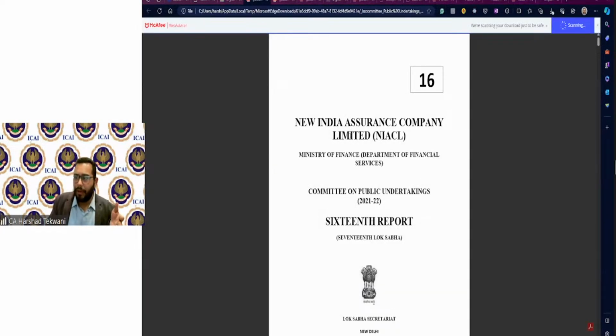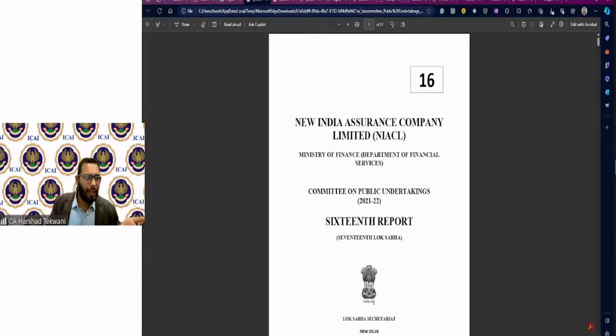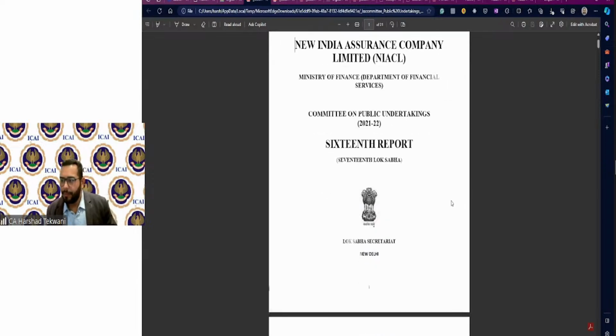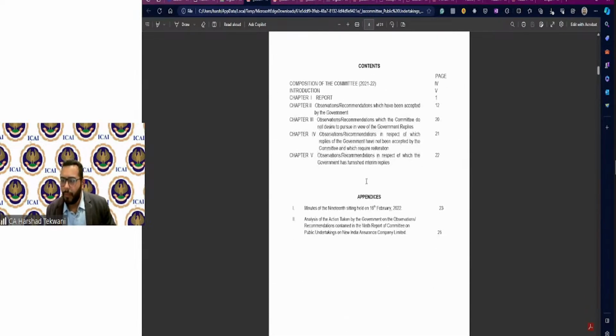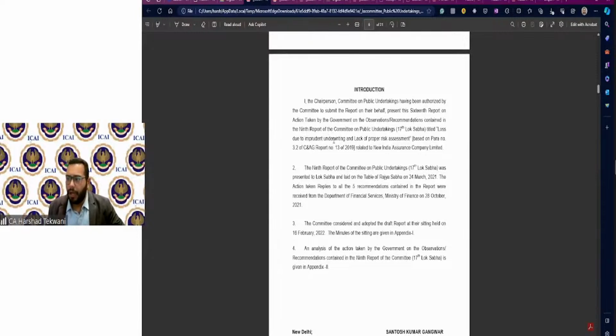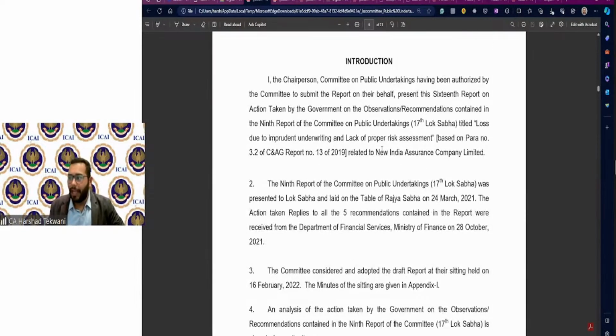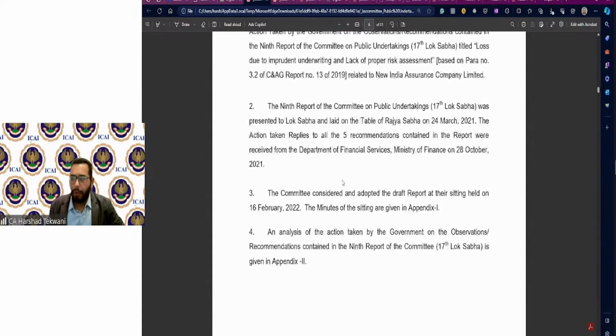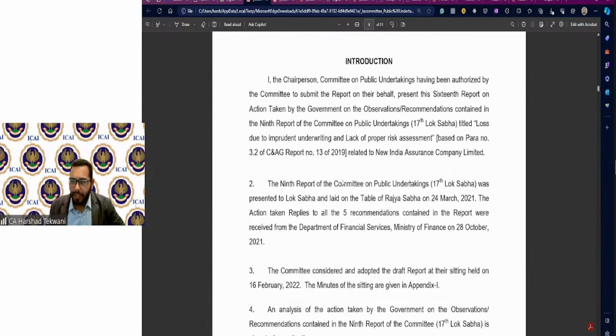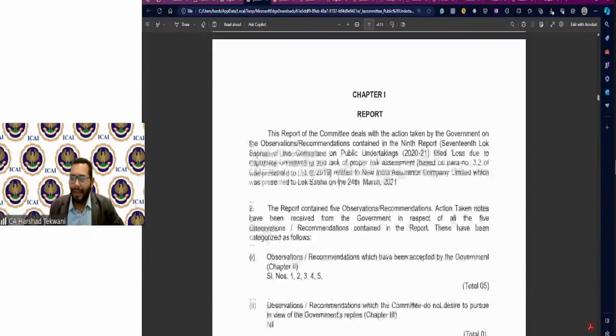Now see, this particular report is issued by the Committee on Public Undertakings. This point was taken because there was an observation based on para number 3.2 in CNAG report number 13 of 2019 relating to New India Assurance Company Limited. There was some observation in that particular report. Based on that, they picked up that observation, and accordingly they analyzed it.